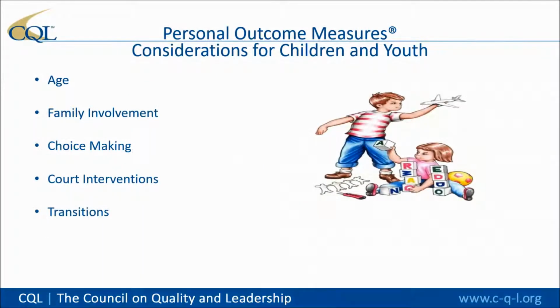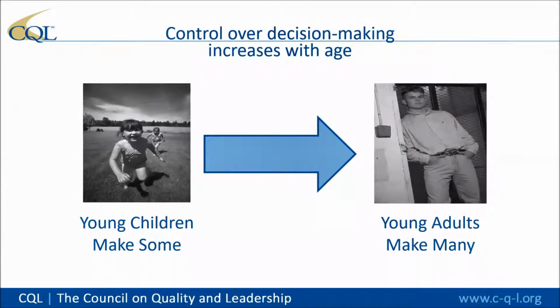Okay, when you think about considerations for children and youth when you're doing a Personal Outcome Measures interview, the application for children and youth presents some unique considerations as compared to applying the Personal Outcome Measures with adults. These differences in application fall into categories of age, family involvement, choice making, core interventions, and transitions. Well, control over decision making increases with age. And we know that some young children make some decisions. And then when you get to be a young adult, you may make many.